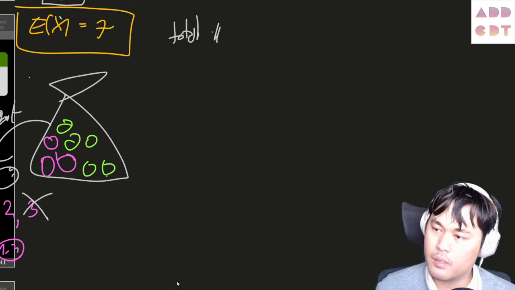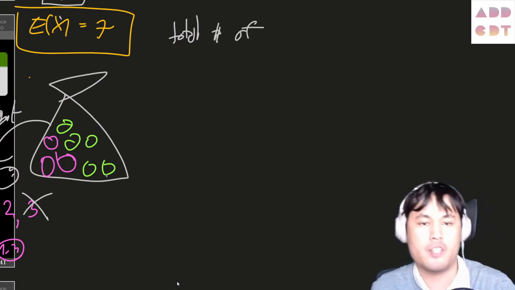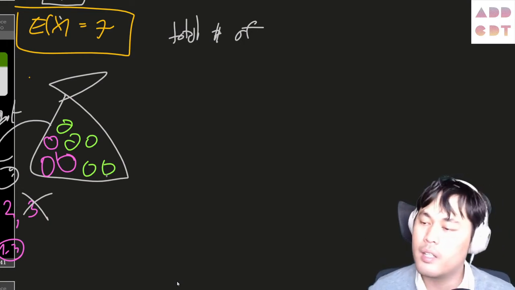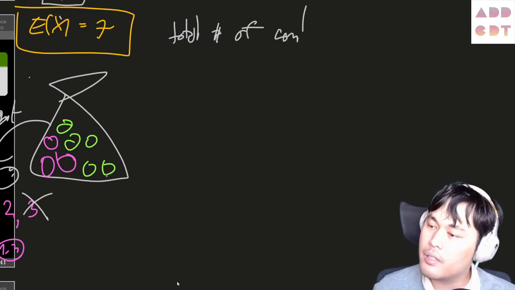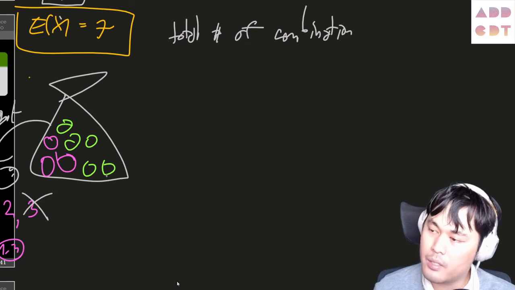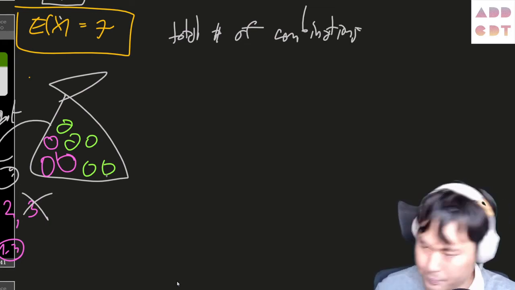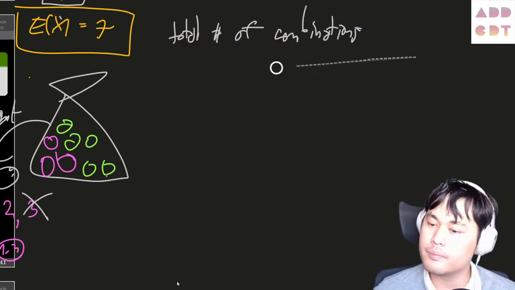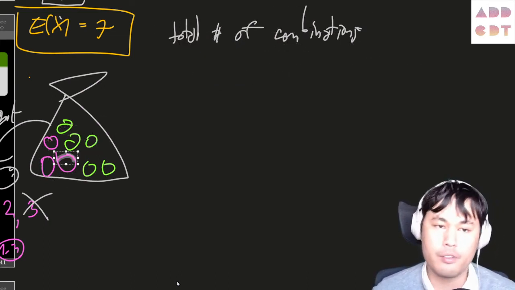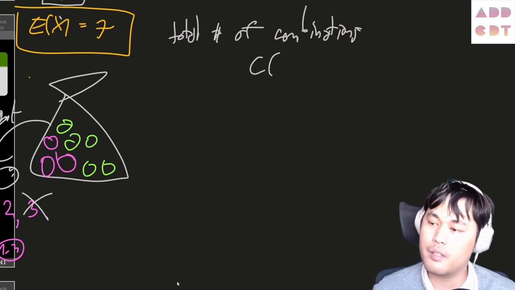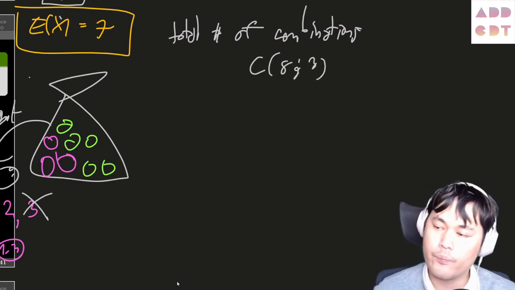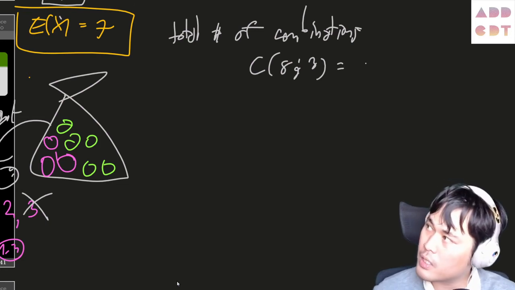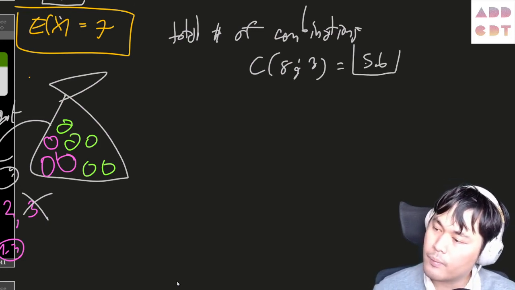In this case, it is a combination, right? Because we take all at once and we don't care about the order. We just want the balls. So we are dealing with combinations. What is the total number of combinations? There are 8 balls, and we take 3 balls. That means it's 8 choose 3. And if you compute it correctly, you should get 56.